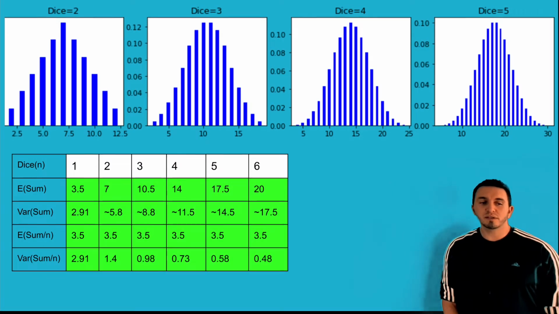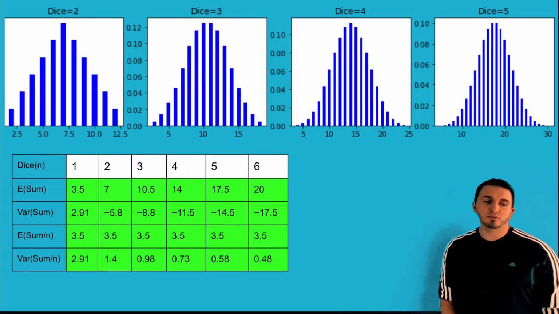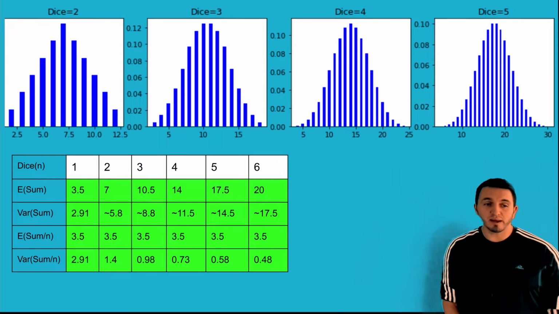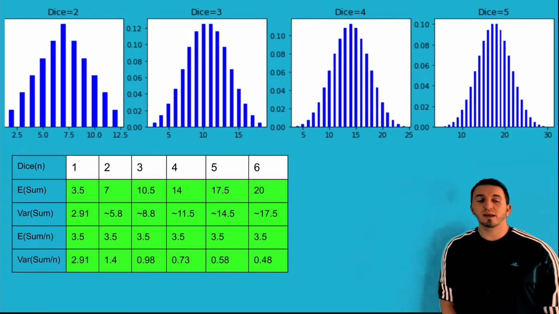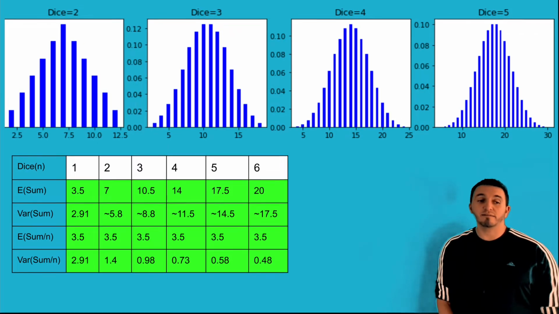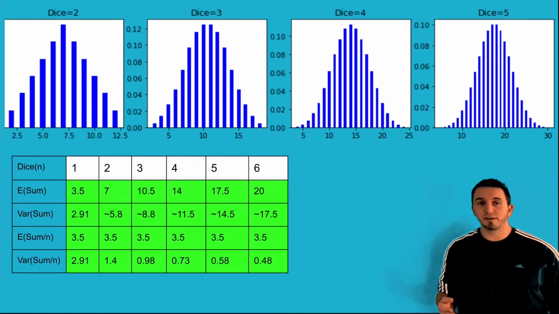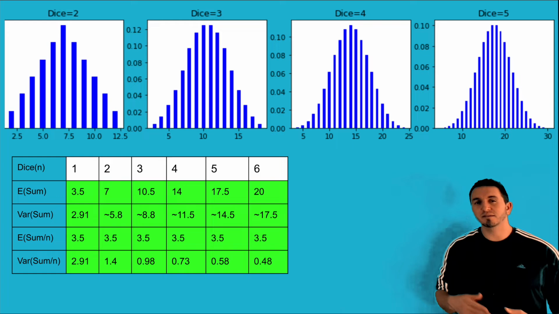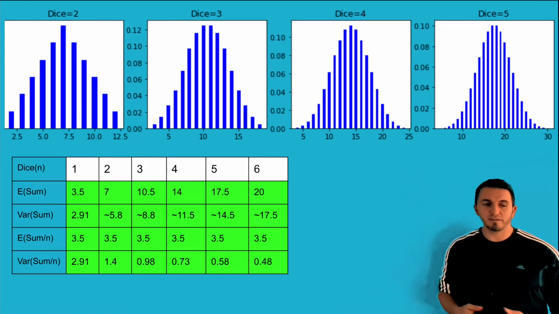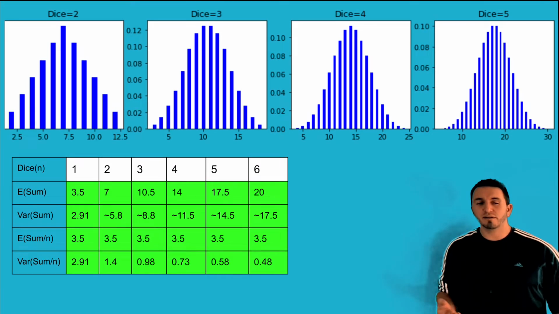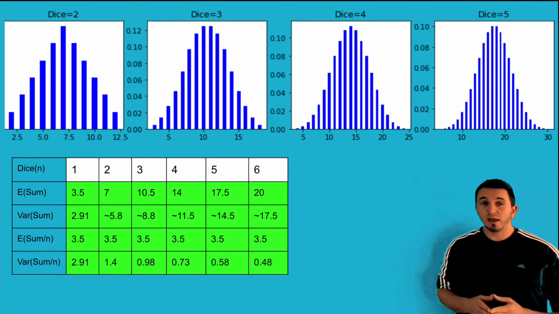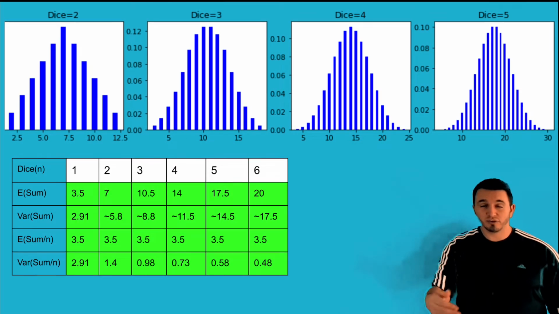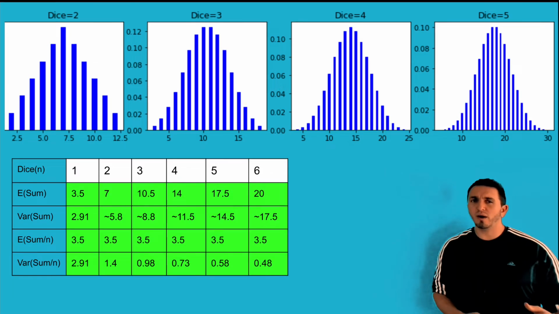You can also see that the variance of the sum grows as you add more and more dice. But here we're going to take the variance of the sum of the dice divided by n. So our new random variable, instead of just being the sum, is the sum divided by the number of dice. Now you can see that the variance is actually shrinking as you add more dice. So the expectation stays the same and the variance is shrinking. And hopefully we recall why that is.